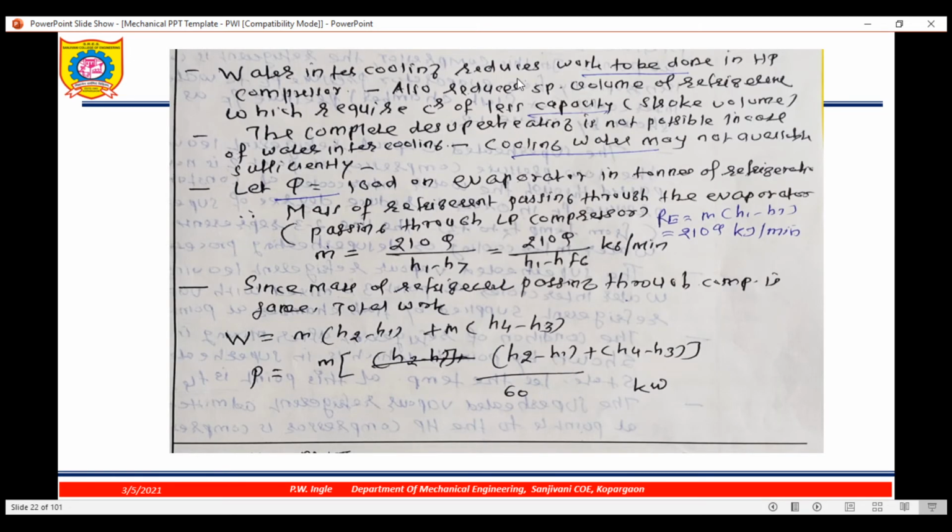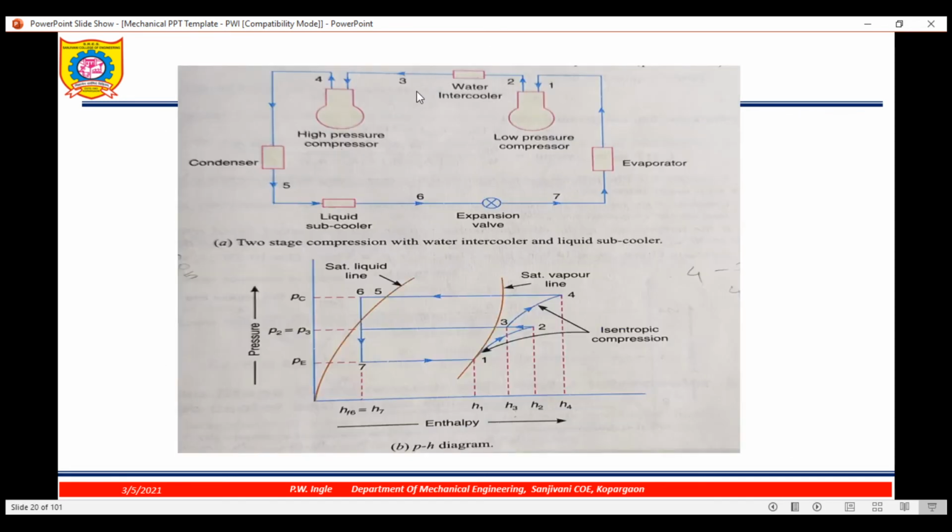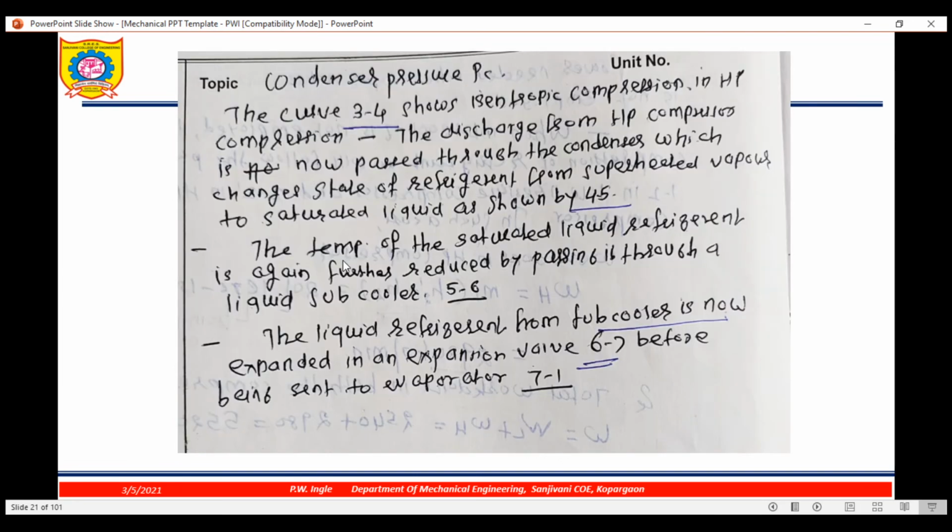Now, water intercooling reduces the work to be done in the high pressure compressor. Water intercooling is used to reduce the work to be done in the high pressure compressor. It also reduces the specific volume of refrigerant, which requires a compressor of less capacity. It reduces what? Specific volume. That is the use of the water intercooler. Complete de-superheating is not possible in the case of water intercooling. Cooling water may be available sufficiently, so obviously cooling is done by water. Cooling of the refrigerant which is coming from the low pressure compressor.